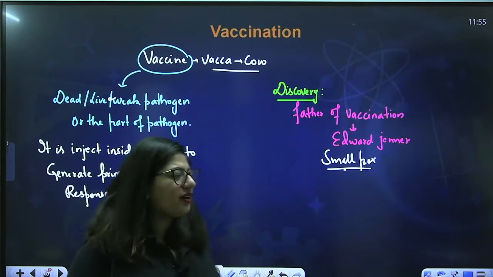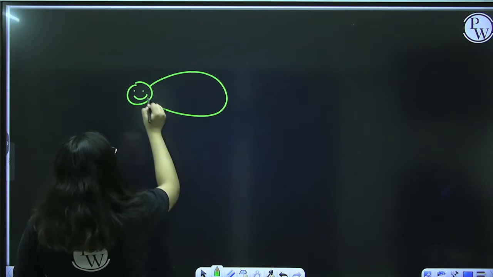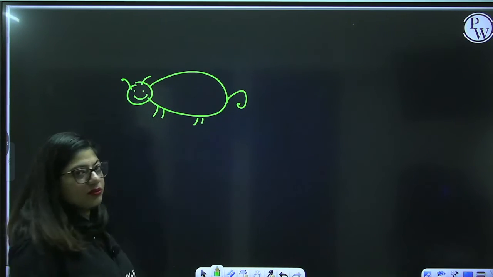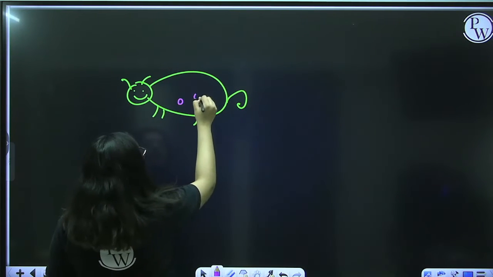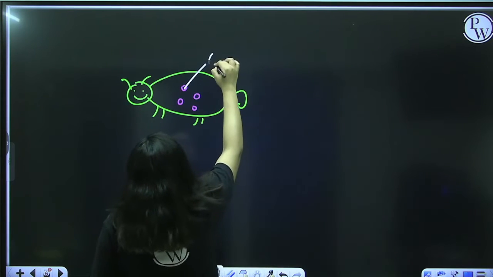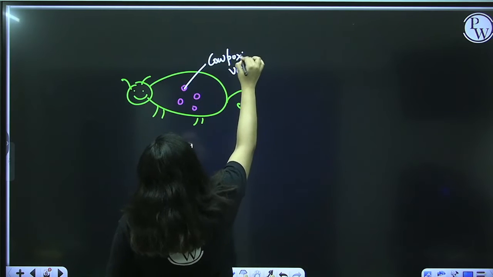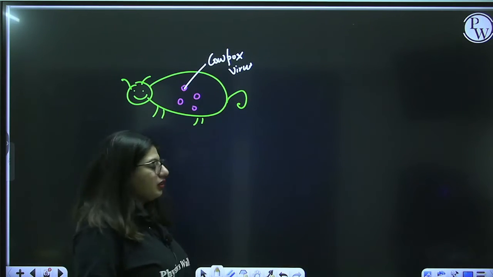You didn't understand? Let me explain. So imagine this is a cow. Okay, this is a cow. Alright. Now cow has cowpox virus in it. What is this? Cowpox virus. Now you must be thinking, ma'am, can cowpox virus generate the same primary immune response for smallpox? Yes, it can occur. Okay.